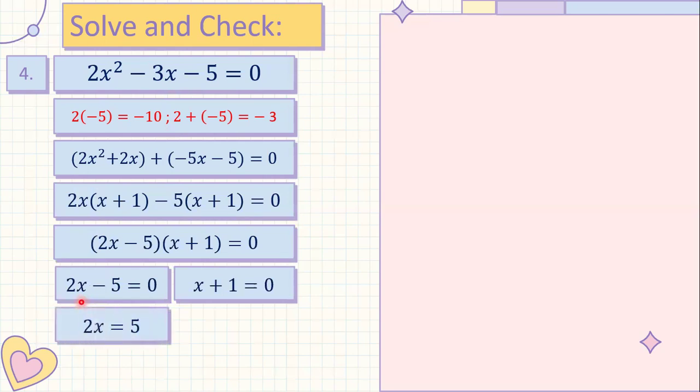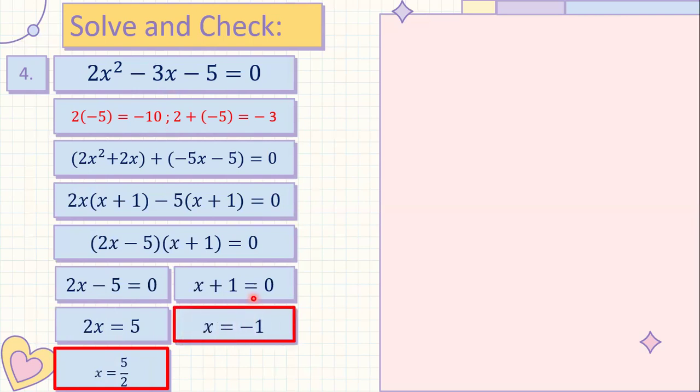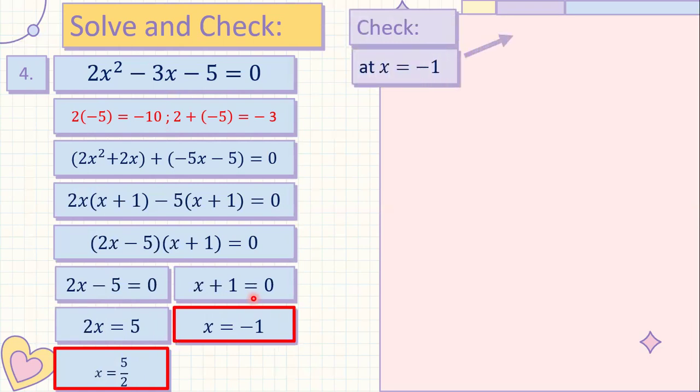So we have now 2x is equal to 5, such that x is equal to 5 halves. Here, x plus 1 is equal to 0. If we get the value of x, x is -1. To check, we substitute the obtained values of the variable to the original equation. So if x is equal to -1, we have the original equation, substitute the value of x.